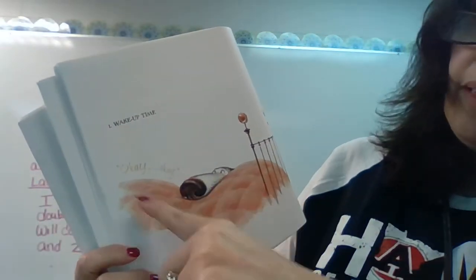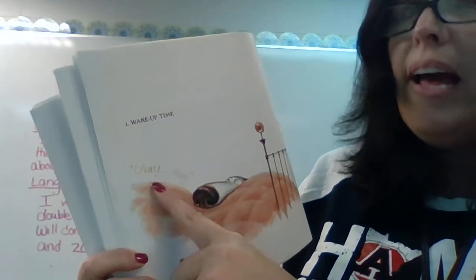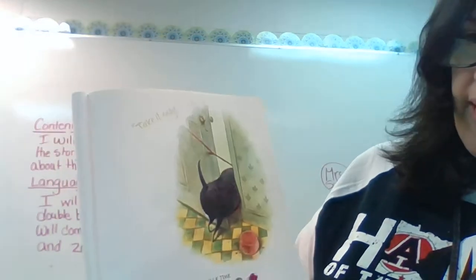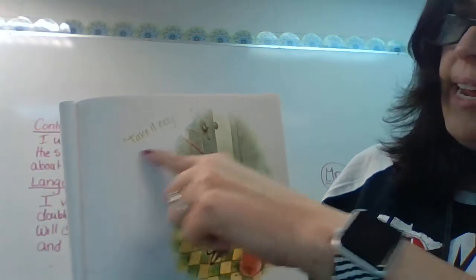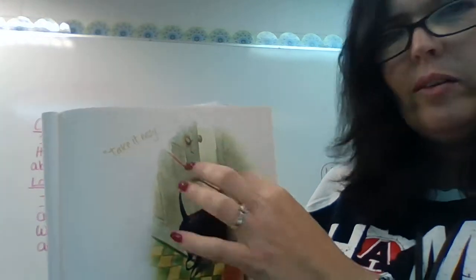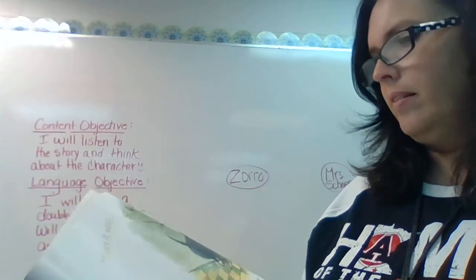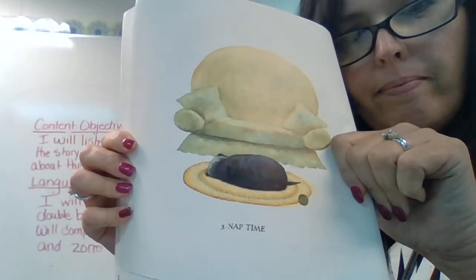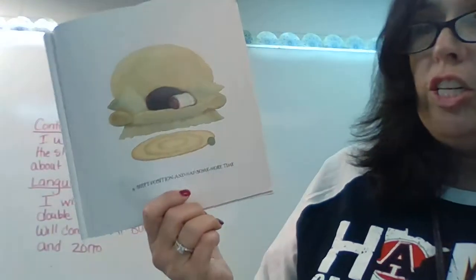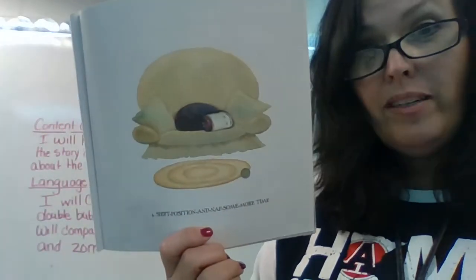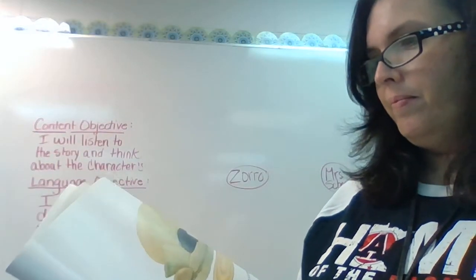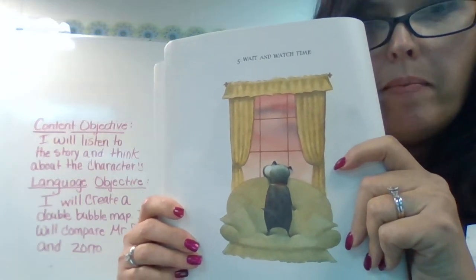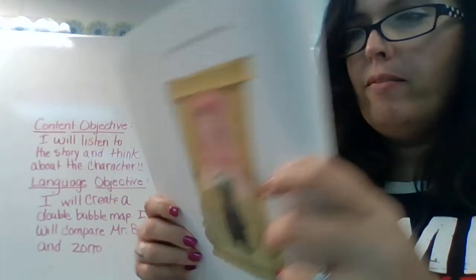Wake up time. This is the owner in the bed going, okay, okay. Maybe the owner didn't want to get up yet. Biscuit, then a walk time. Take it easy. Must be rushing to get out the door. Nap time. Shift position and nap some more time. Wait and watch time. What could he be waiting for?